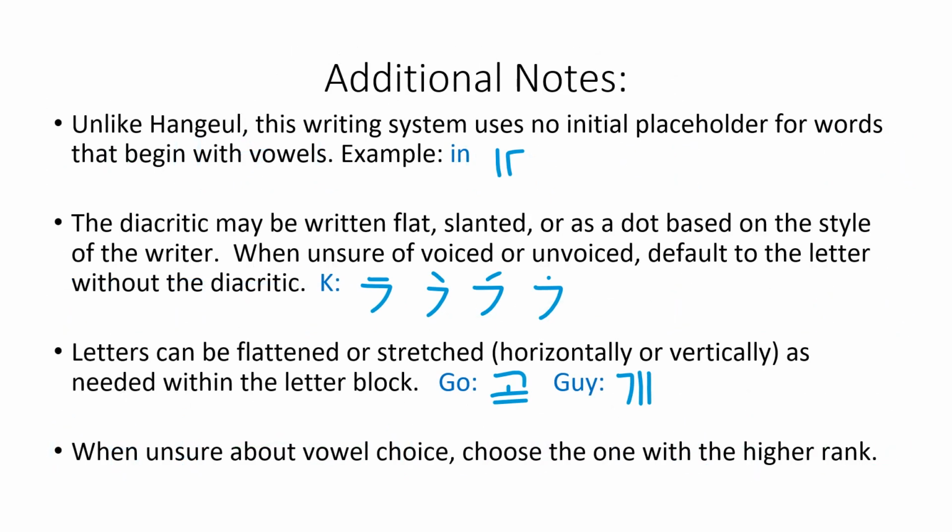Some additional notes for writing Hanglishpa. Unlike Hangeul, this system has no initial placeholder for words beginning with vowels. For example, in would be written like so. The diacritics may be written flat, slanted, or as a dot, depending on your particular style and the space provided in the word. Letters can be flattened or stretched horizontally or vertically, as needed within the letter block so long as they maintain their general shape. When it comes to vowels, if you aren't sure, choose the one that sounds closest with the higher rank.